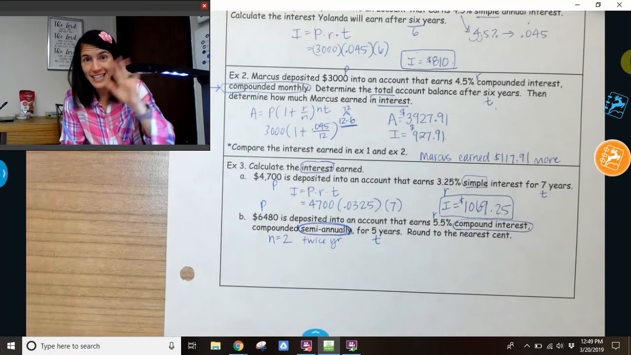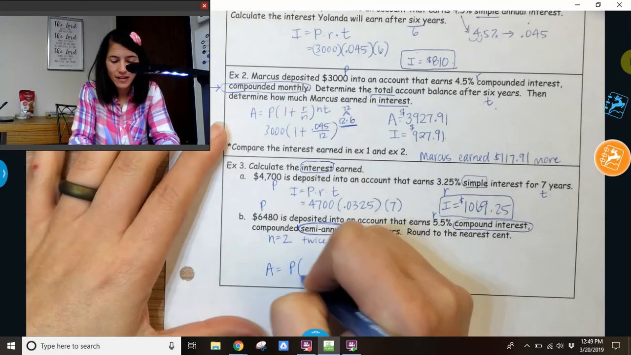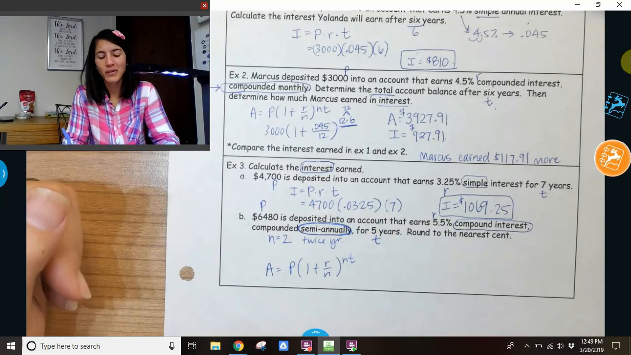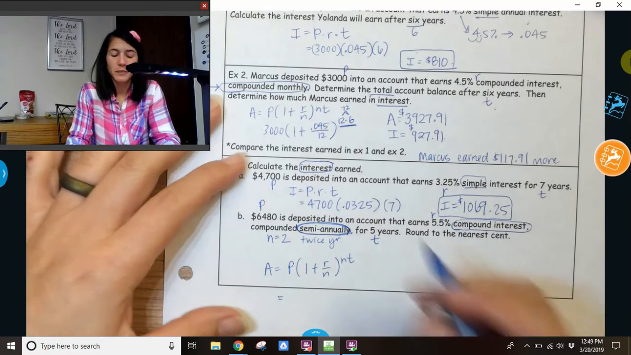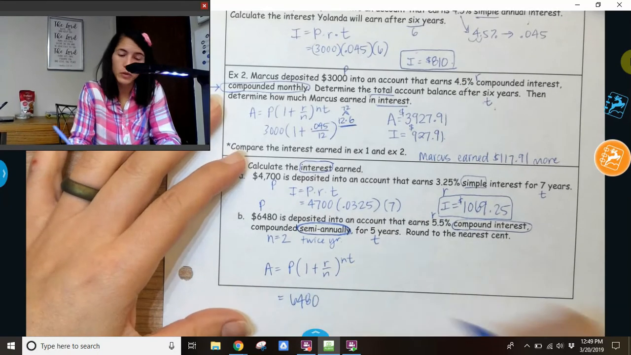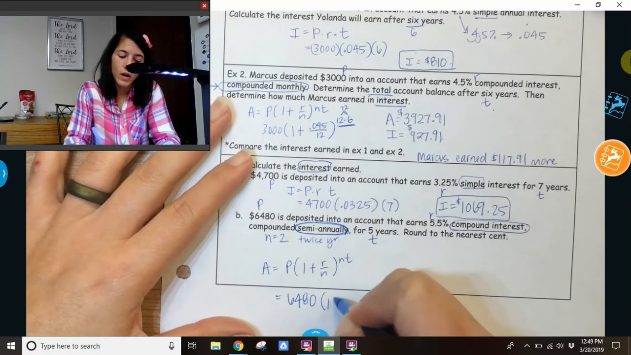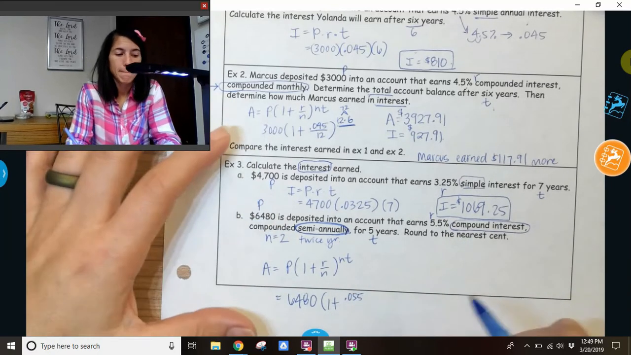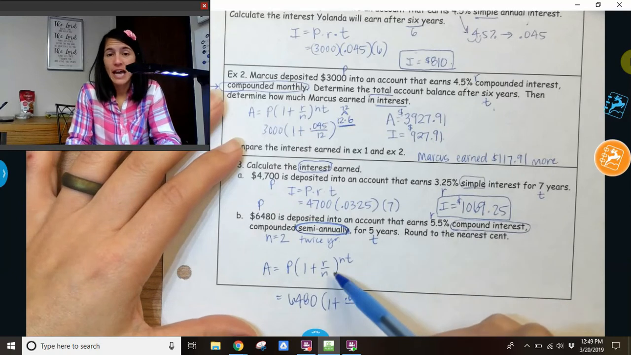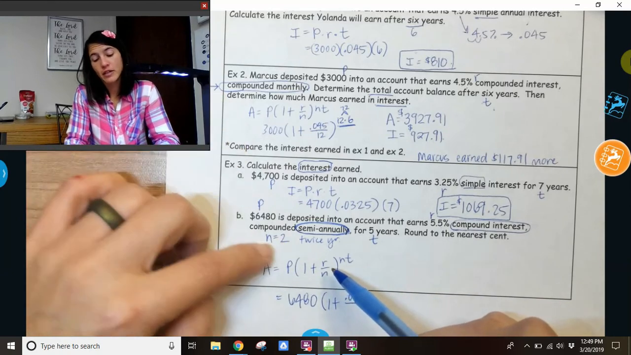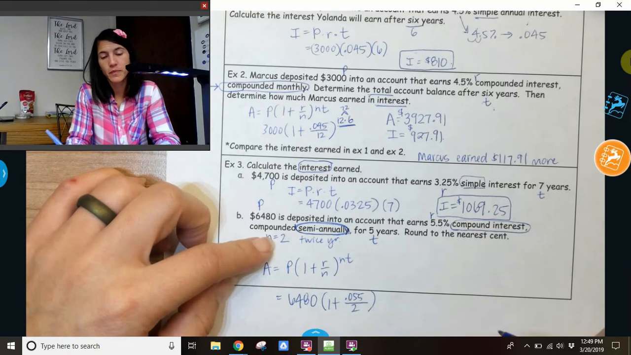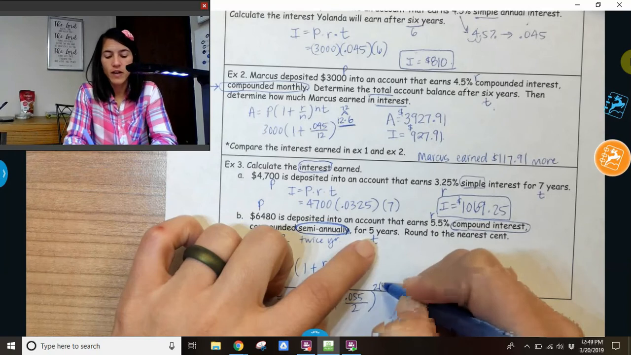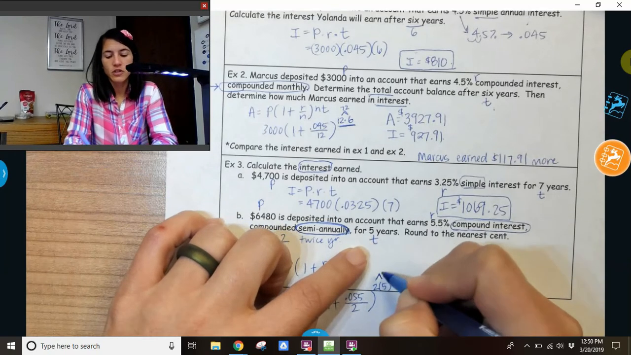So I start with that crazy formula. The more you write it, you'll remember it. And I'm glad I have room down here. I put in my principal, 1 plus my rate as a decimal, 0.055, over my N. How many times is it compounding? It's compounding twice, so my N is 2. And then N times T, so my N is 2, and my T is 5 years. So 2 times 5 is 10.